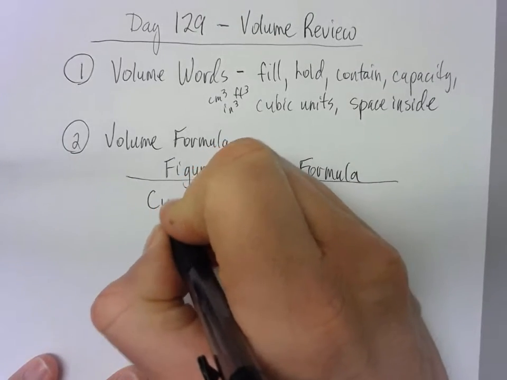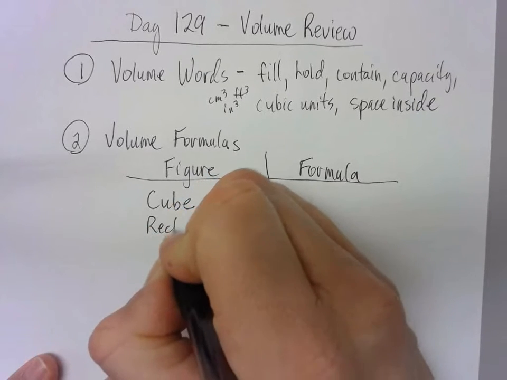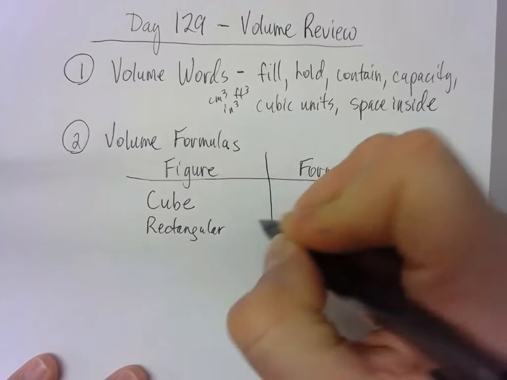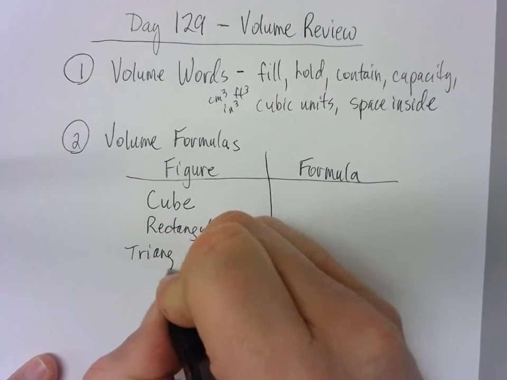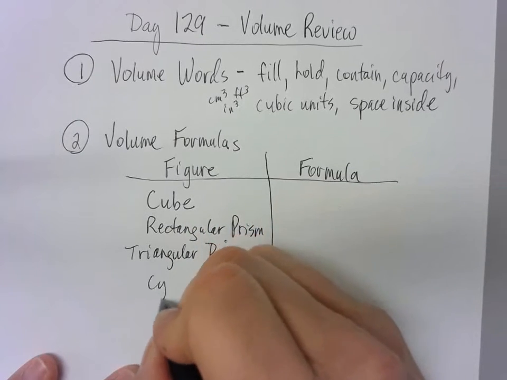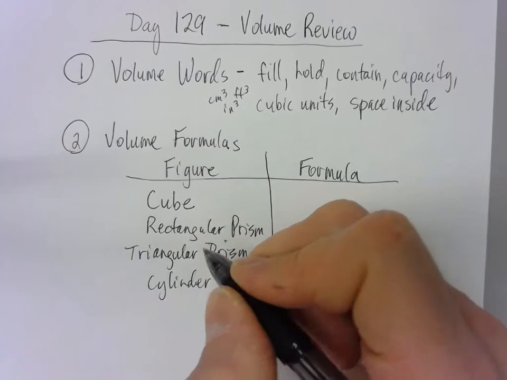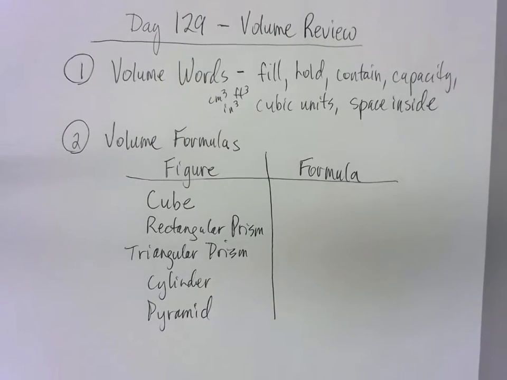So we're going to start out with our cube, and then we'll do rectangular prism, and then we'll head to the triangular prism, and then next we did the cylinder, and I think we finished up with the pyramid. So hopefully you've watched all those lessons over the last few days and they have helped you out. If you need to go back and watch any of them again, just go back and start it over and enjoy the fine volume lessons provided by yours truly.